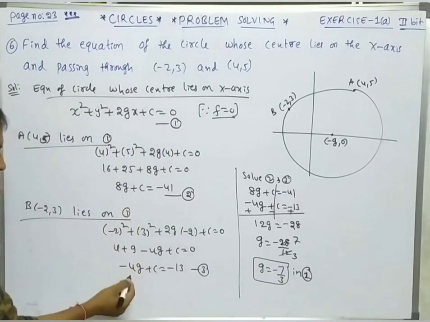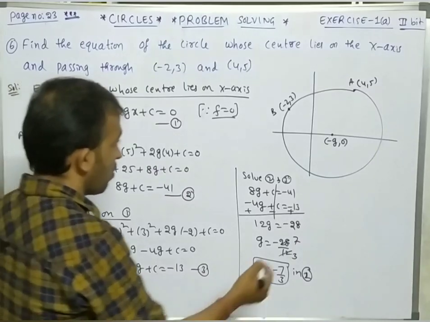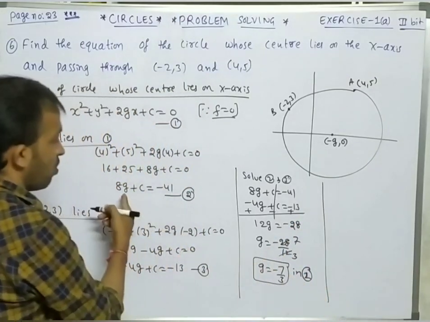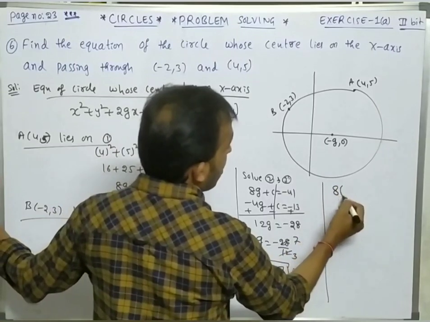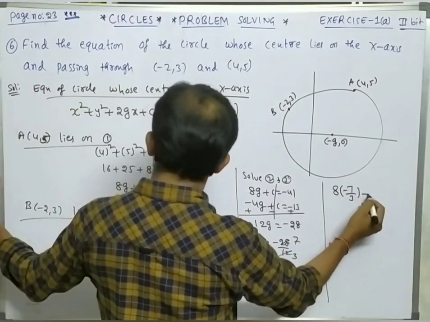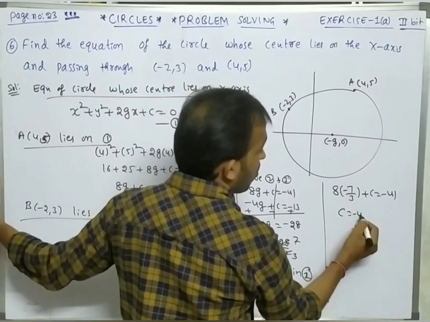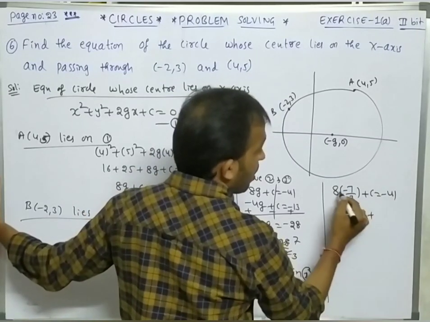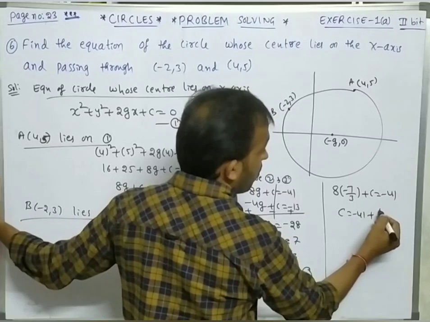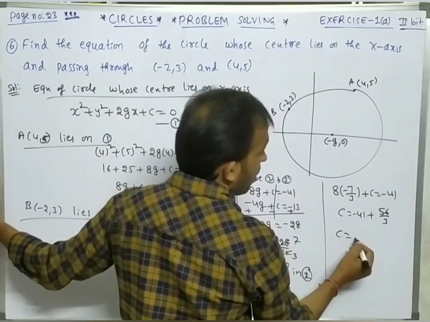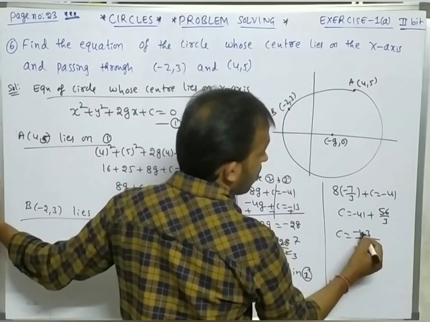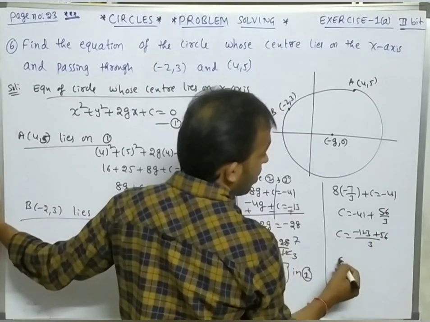Substitute in 2 or 3. I am substituting in 2. Then 8g, 8 into minus 7 by 3 plus c is equal to minus 41. c is equal to minus 41 plus 8 times 7, 56 by 3. Taking LCM 3, minus 123 plus 56.